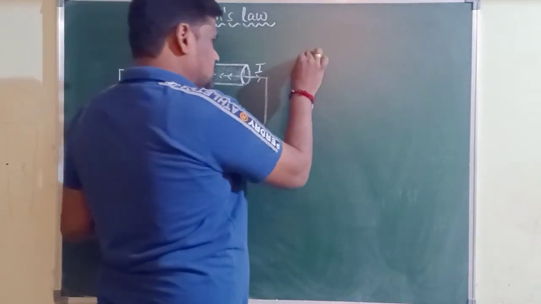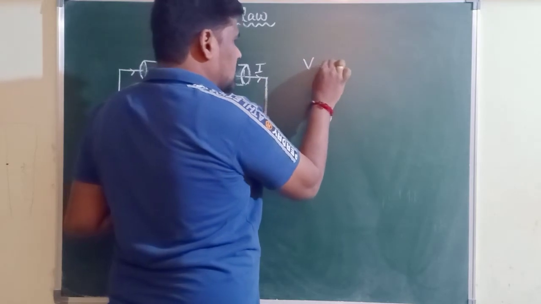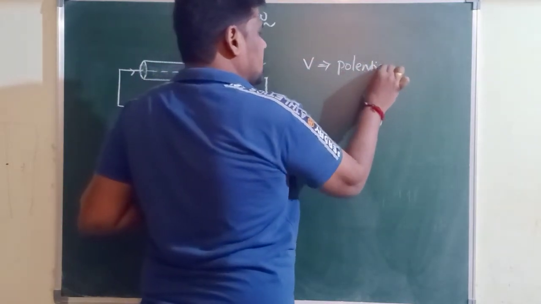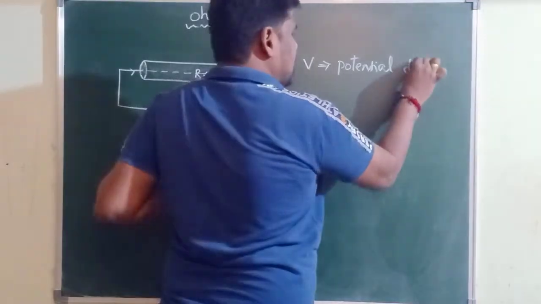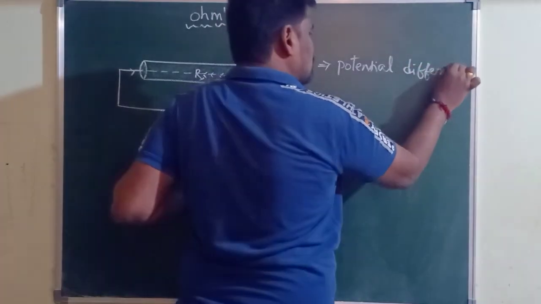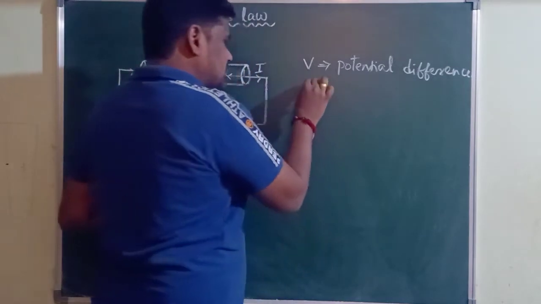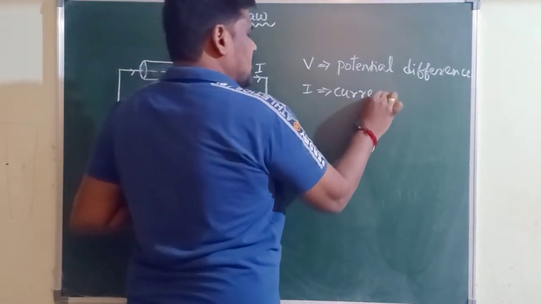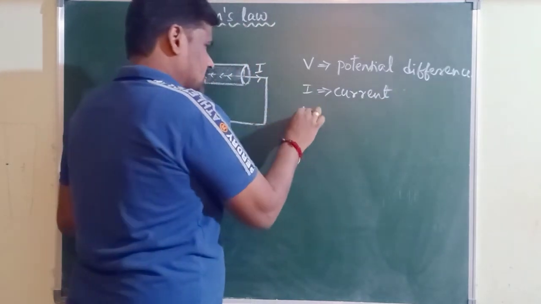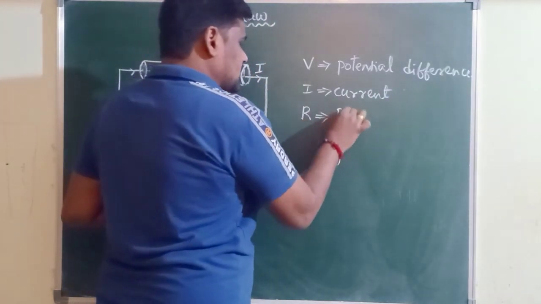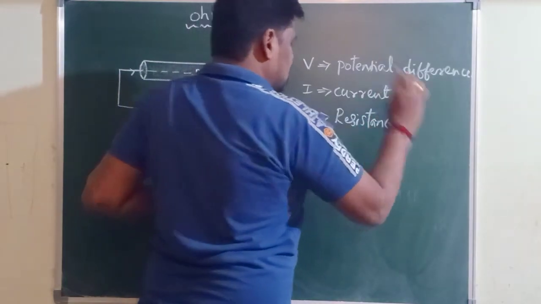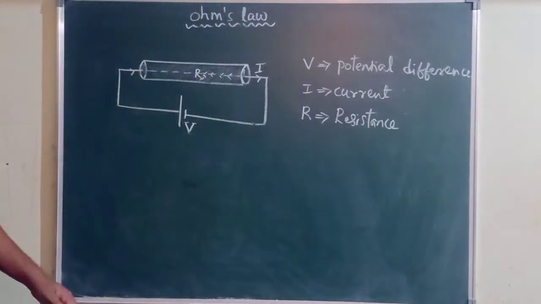Therefore, tell me what is V here? V is called the potential difference across a conductor, or else we will call it the voltage. What is I here? I is called the current in a conductor. What is R here? R stands for the resistance of a conductor.